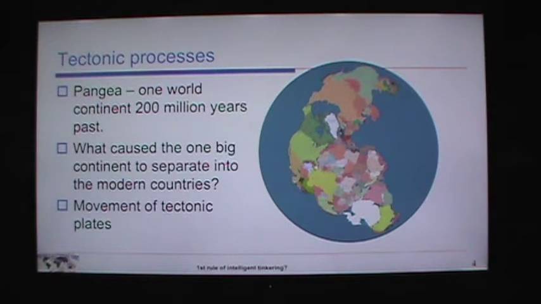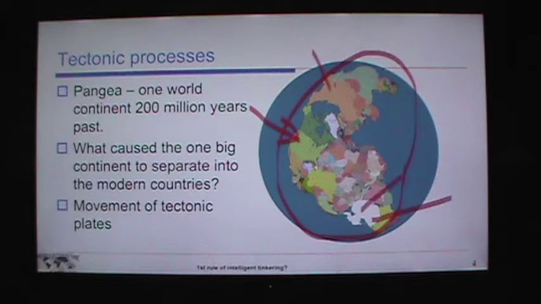This is what the Earth looked like 200 million years ago: one big continent called Pangea. I like this map. It's really cool because it shows how the current countries were all slammed together. There's the United States, there's Russia, and Australia is way down here, and that's Antarctica. You can see that those are all jammed together.